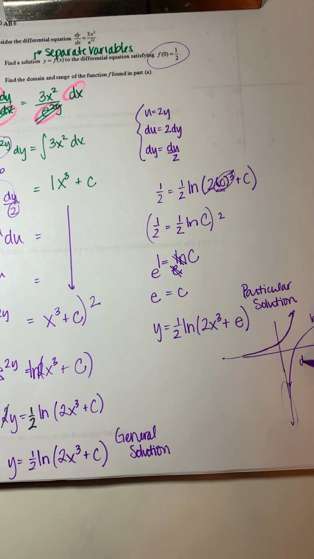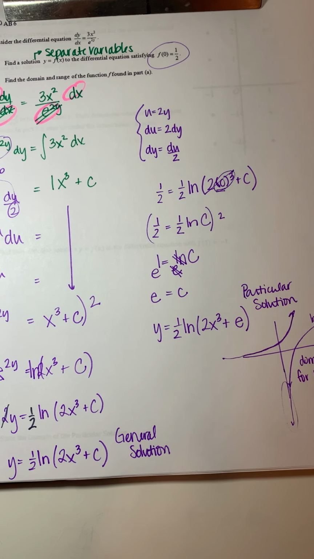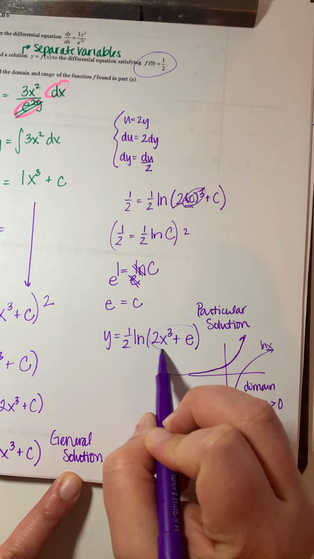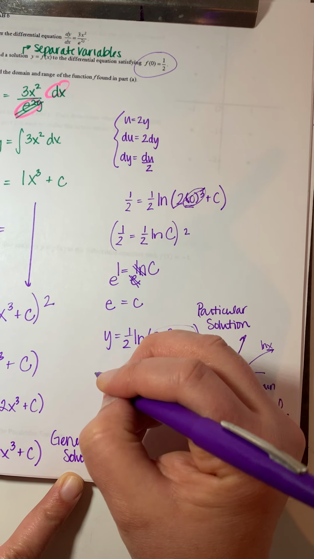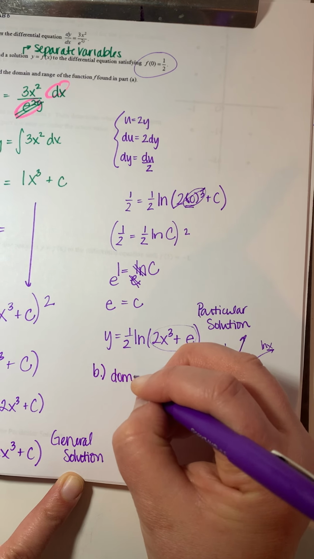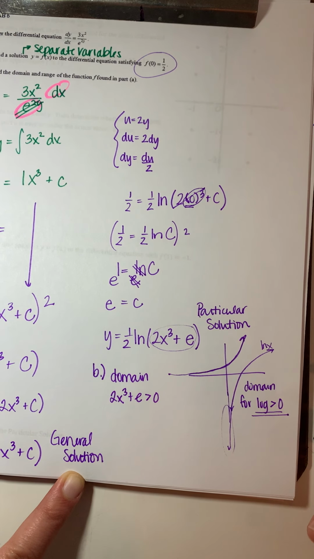So the domain for logs is always greater than zero. Oops, you can't see that. Greater than zero strictly, not greater than or equal to, because it never actually touches. Now, keep in mind, that applies to this whole chunk of stuff here in the middle. So I would say, okay, well, if I have 2x cubed plus e, that has to be greater than zero. So for my domain, let's see, I'll put a little part B here. For my domain, it would be that 2x cubed plus e must be greater than zero, because I cannot take the log of zero. I cannot take the log of anything negative.